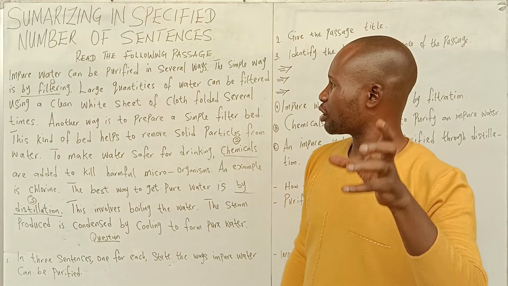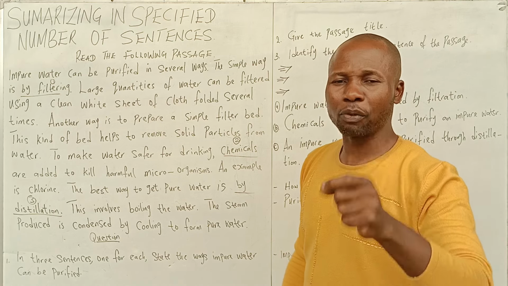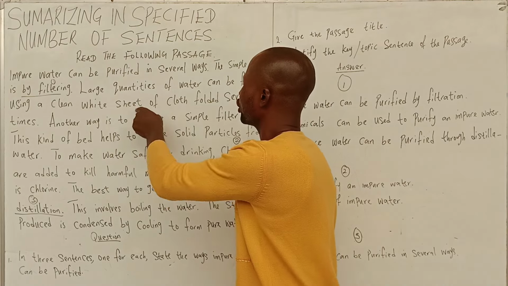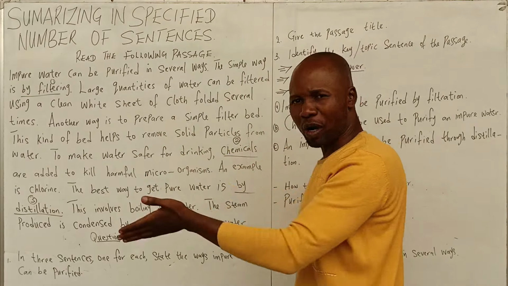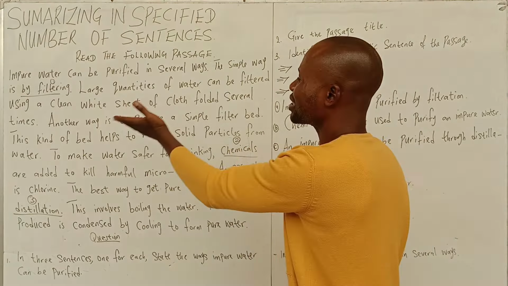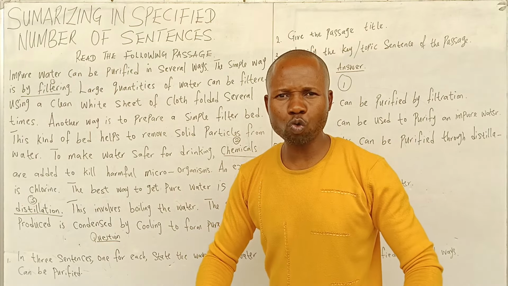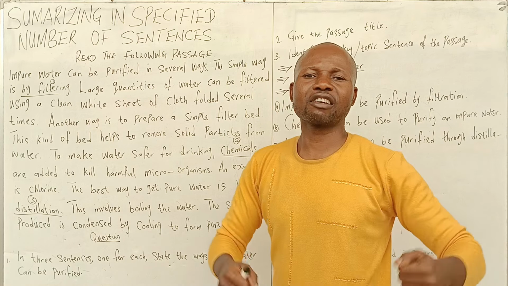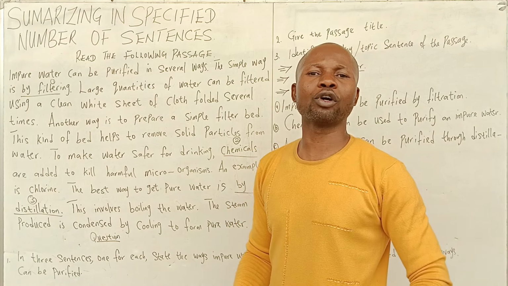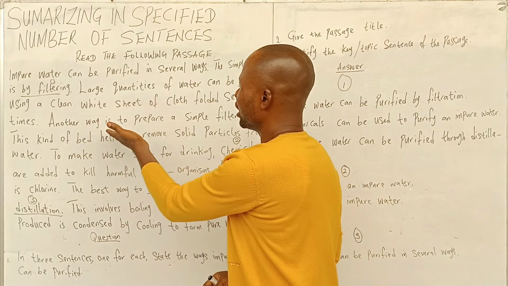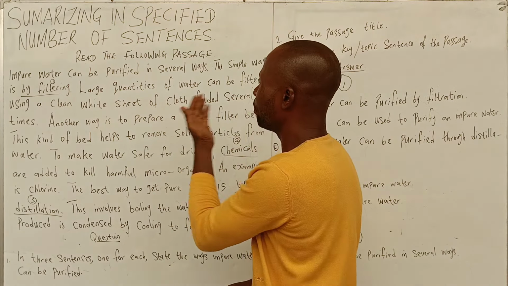The process is called filtering. But before this, filtering involves using a white sheet of cloth. He said this white sheet of cloth, you will fold this several times. So if you want to filter, you use a white sheet of cloth, you fold this several times. But how do you get pure water from an impure water? Is what? Filtering. Another way is to prepare a simple filter bed.